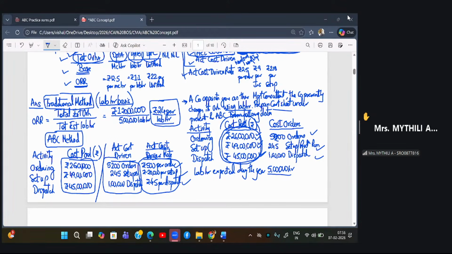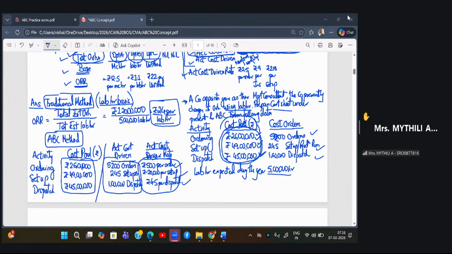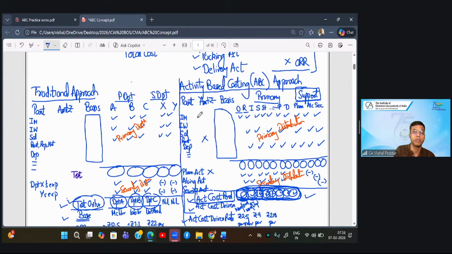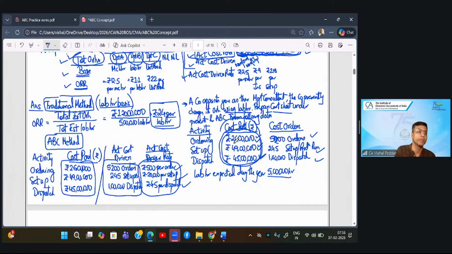We are calculating 26 lakhs, 49 lakhs, and 45 lakhs in this ABC analysis question, and those amounts are the same as activity cost pool, sir. They are the activity cost pool, beta. See, activity cost pool is only a term. Like after primary and secondary distribution, you used to get total overheads of each department in the traditional method. The same total you will get here for each activity, which is called the activity cost pool. So activity cost pool is nothing but the total cost of each activity after primary and secondary distribution.